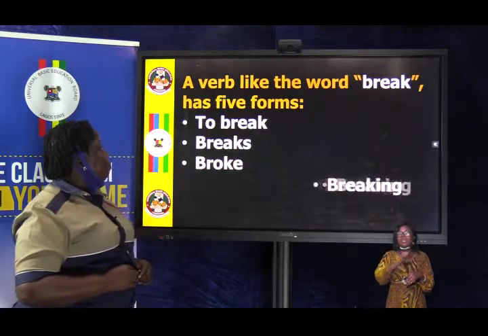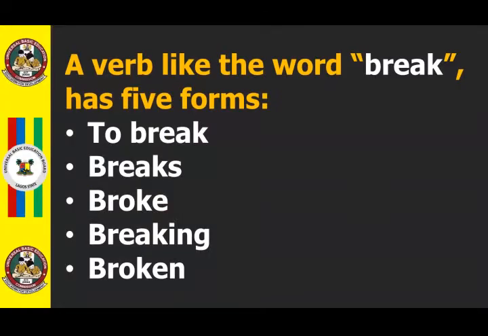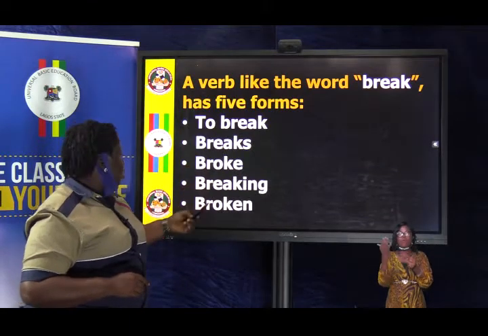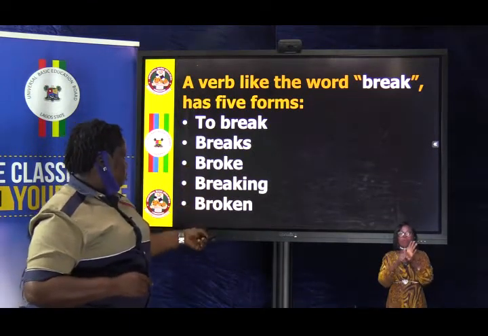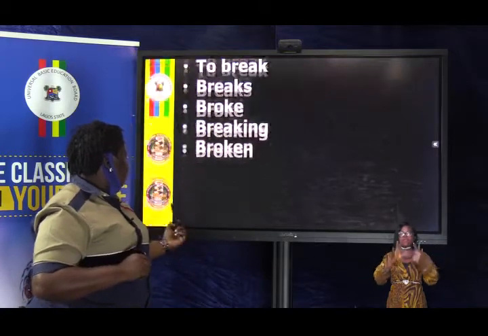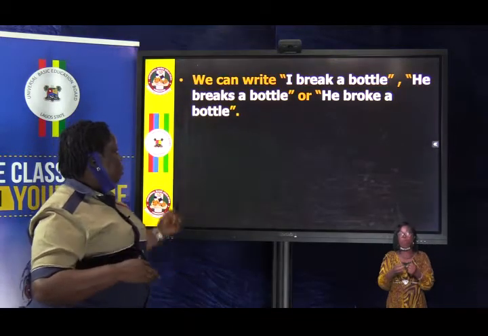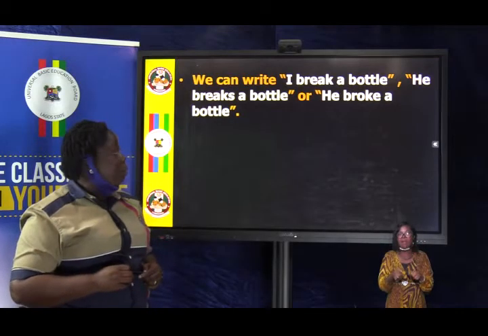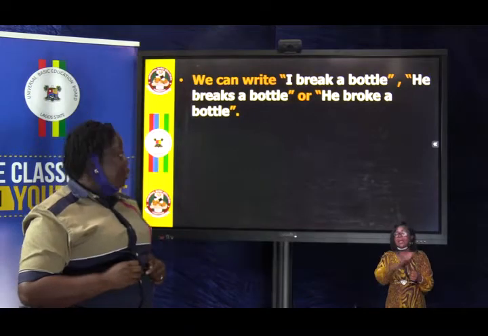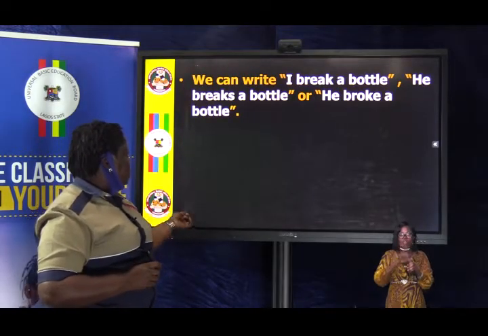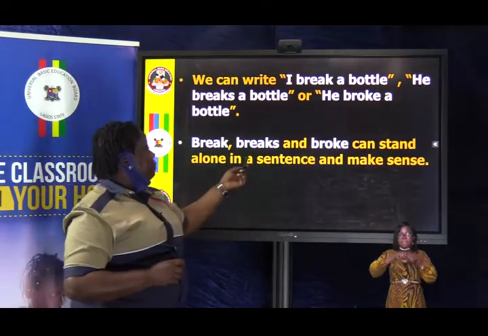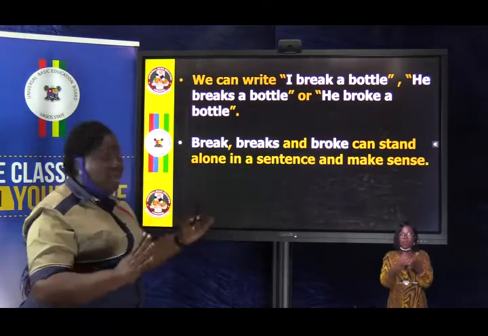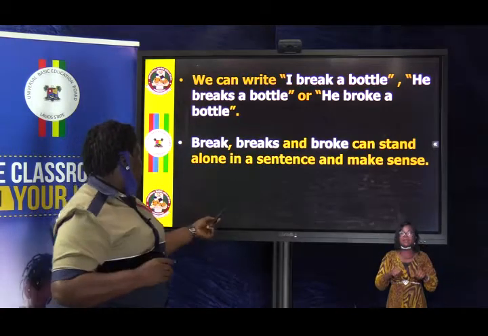A verb like the word break has 5 forms: to break, breaks, broke, breaking, broken. So we can write, I break a bottle. He breaks a bottle. Or he broke a bottle. Break, breaks, and broke can stand alone in a sentence and make sense and be meaningful.